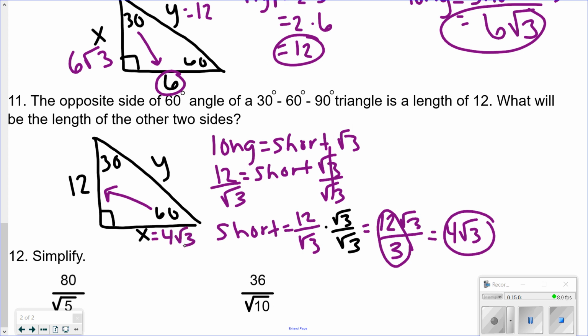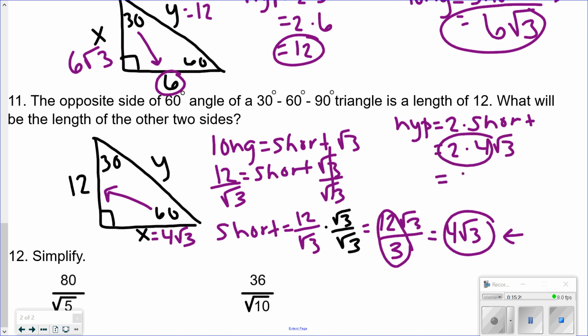Now I need to figure out what is y, or my hypotenuse. And up here I'll write that the hypotenuse is equal to 2 times the short side. So 2 times, well, my short side is 4, the square root of 3. When I multiply this, I just want to focus on these two numbers. And so 8 radical 3 is the length of my hypotenuse, or y. So 8 radical 3 is my answer.